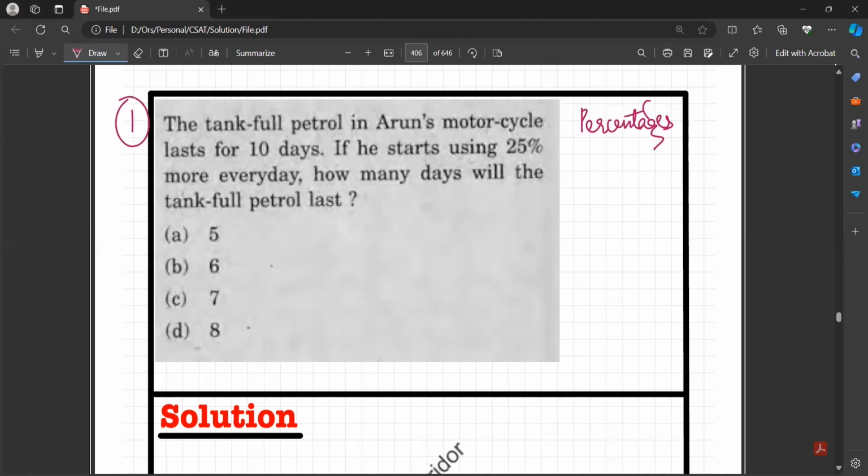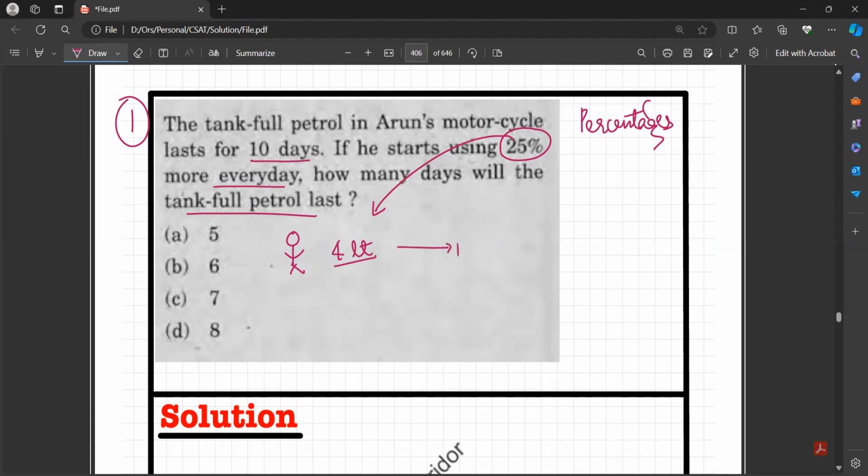The tank full of petrol in Arun's motorcycle lasts for 10 days. If he starts using 25% more every day, how many days will the tank full of petrol last? Now suppose Arun uses 4 liter every day. Why 4 liter? Because I need to find 25% of it, which will give me 1 liter.